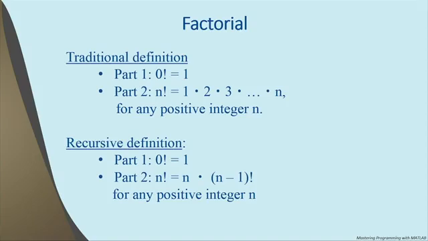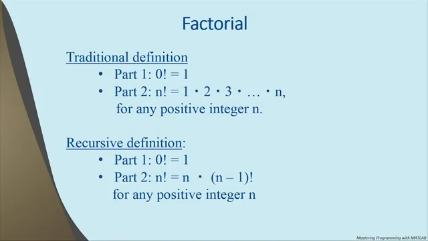But now let's look at this recursive definition. It's called a recursive definition because it uses recursion. It also has two parts. And part 1 also says that the factorial of 0 is 1. But part 2 is different. It says that the factorial of any positive integer n is equal to n multiplied times the factorial of n minus 1. And that's the recursion.